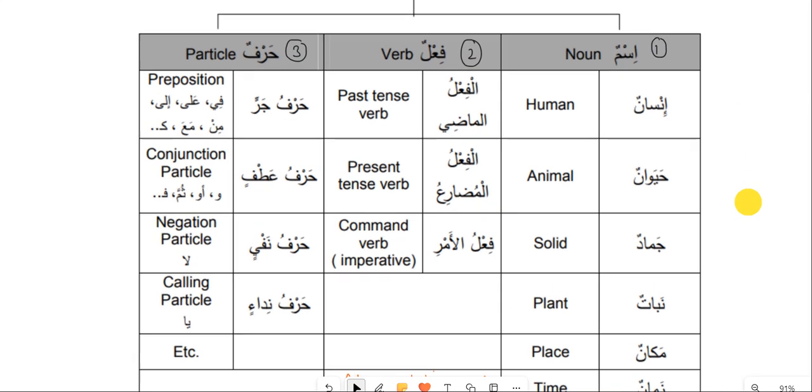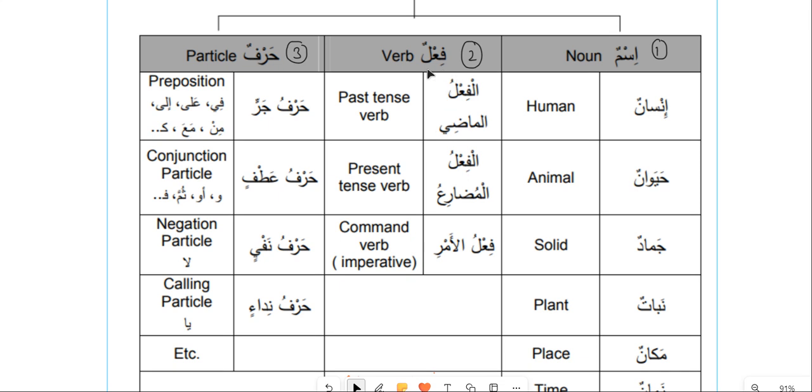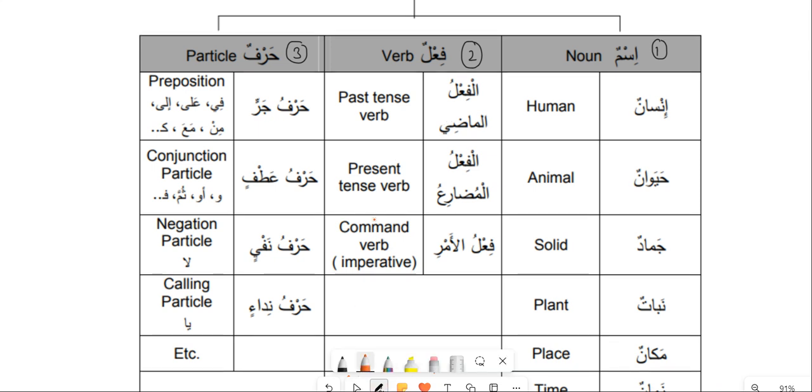And then the second is the fa'al. Fa'al means verb. There are three main tenses in Arabic. So what are those? The first one and the most important is fa'al madi, because everything, even the present tense, the command, the future tense, the verbal nouns, or the names of the objects, are made from the past tense. So knowing the past tense is very important. For example, ذهب means he went.